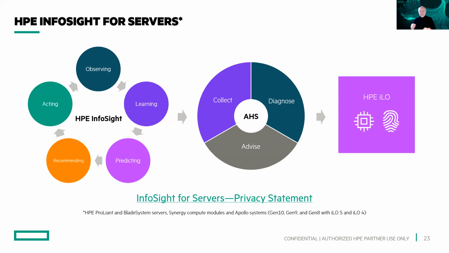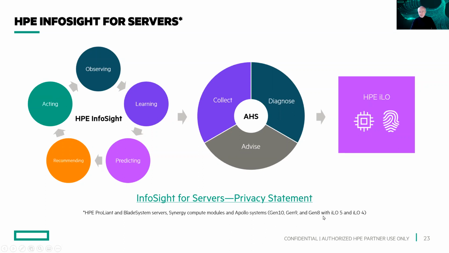Well, now what they did is they just needed the software. Today, it's happening through ILO Amplifier Pack. That is a collector of all that data of AHS files. And now information coming from the ILO, and of course with ILO 5 and Gen 10 as well, all that data is being used by InfoSight.